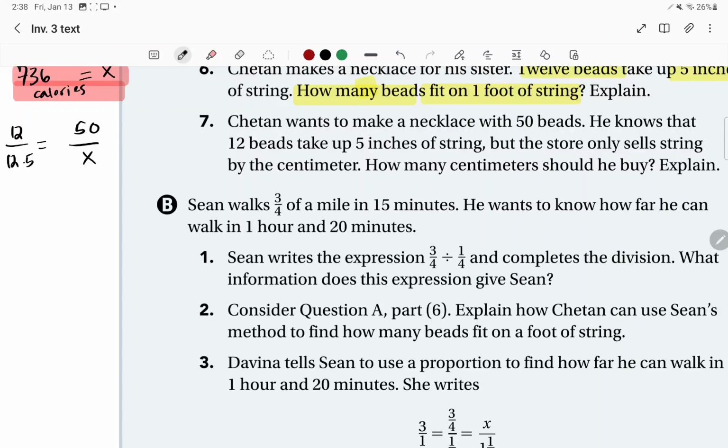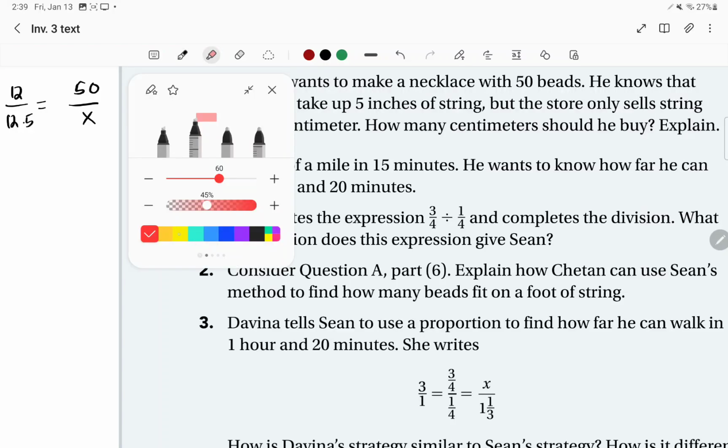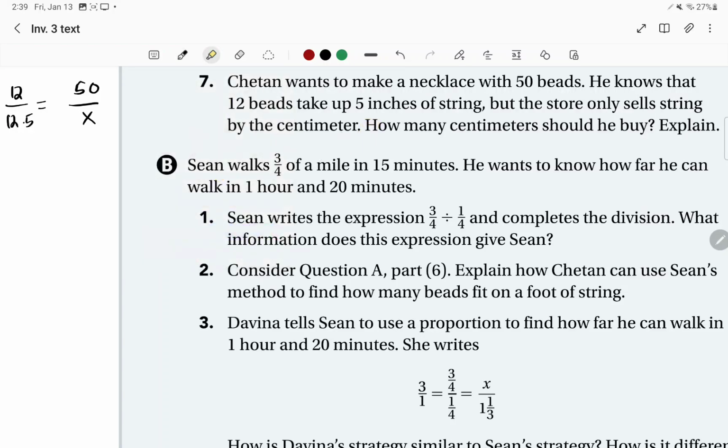So when you start to get good at this, if you look at the proportion on the left, you don't necessarily have to write the units. I still would at this level, but I'm just saying if you're kind of ahead of us, you notice I didn't write any of the units. Because 12 beads, and you notice the tricky part here is it says it takes up 5 inches, but that's not 5. Okay, the store only sells the string by the centimeter.